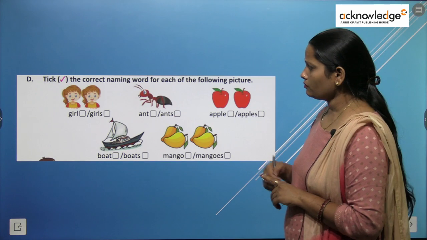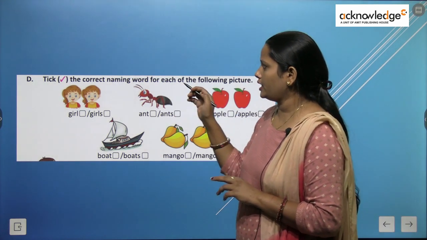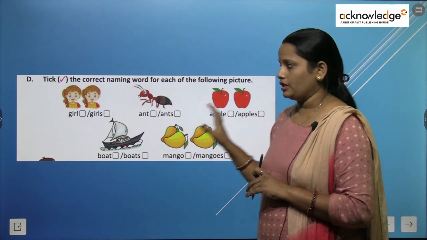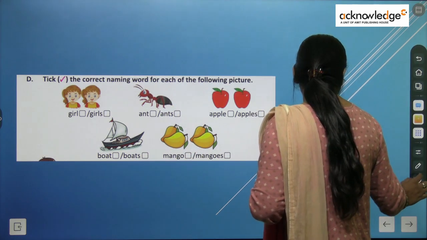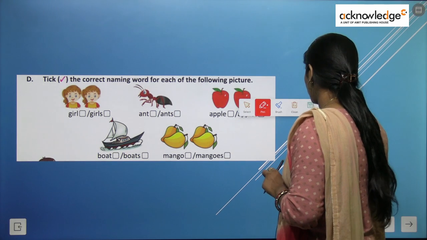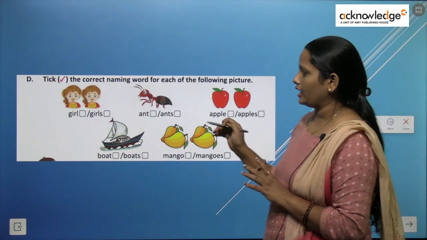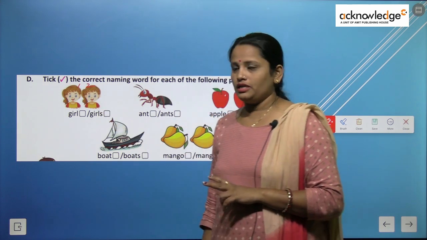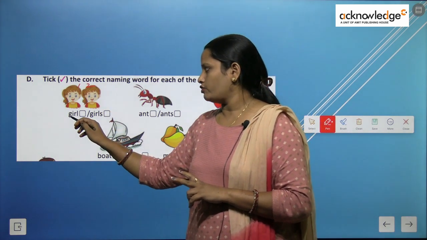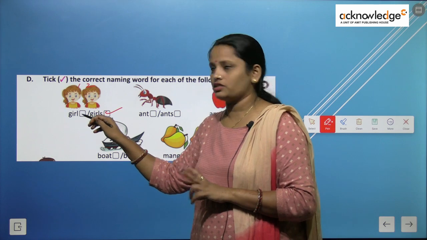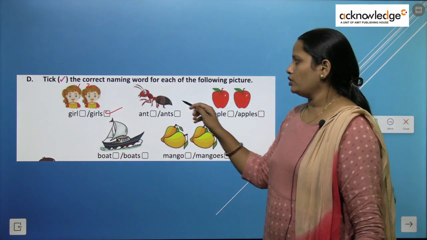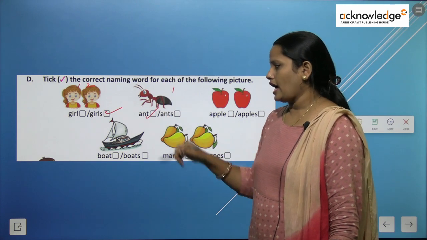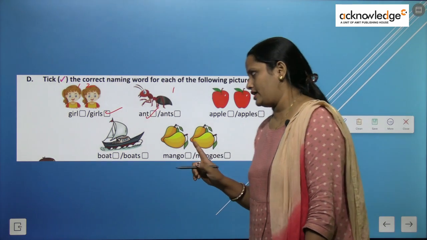Okay. D exercise, check the correct naming words for each of the following picture. Here some pictures are given. In this we have to take which answer is correct. We have to tick on that picture. Okay, on that word. So here is a picture of 1 and 2, means this is a picture of girls, not girl. Okay, here there is only 1 and 1. So it is only ant, not ants.